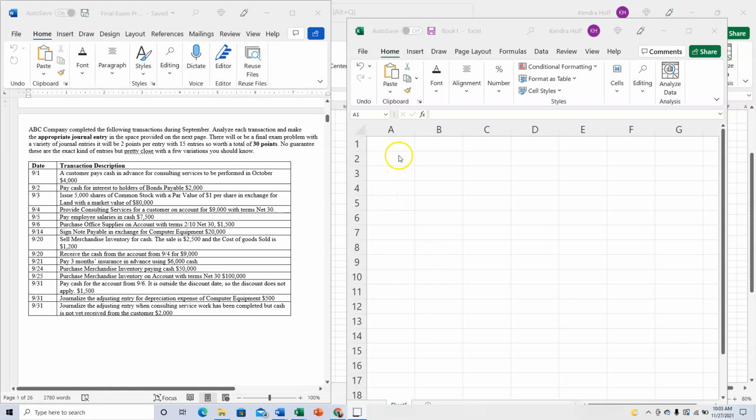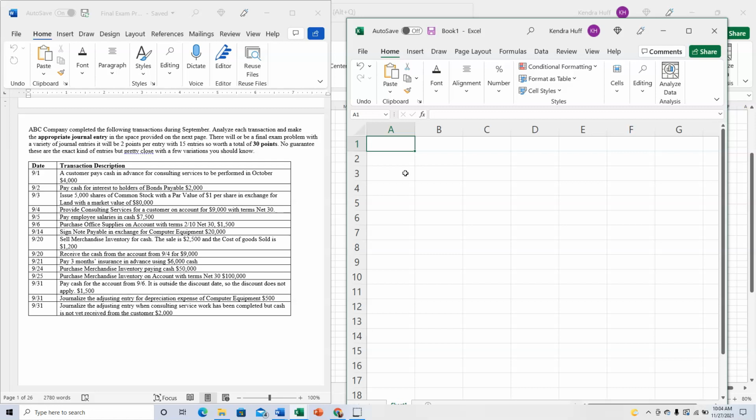All right, so first step, a journal entry question. I'm just going to do a separate sheet for each one. Okay. ABC Company completed the following transactions during September. Analyze each transaction, make the appropriate journal entry. There will be a final exam problem with a variety of journal entries, and it'll be 2 points per entry with 15 entries worth 30 points. This usually seems to be the longest one for most people because you have to get through 15 journal entries. What's here would be similar to what you would find on the test.